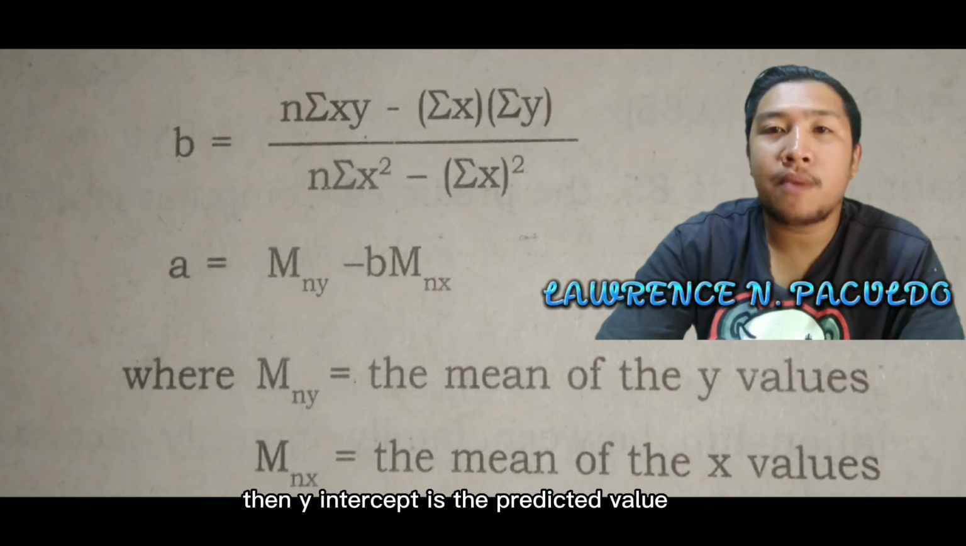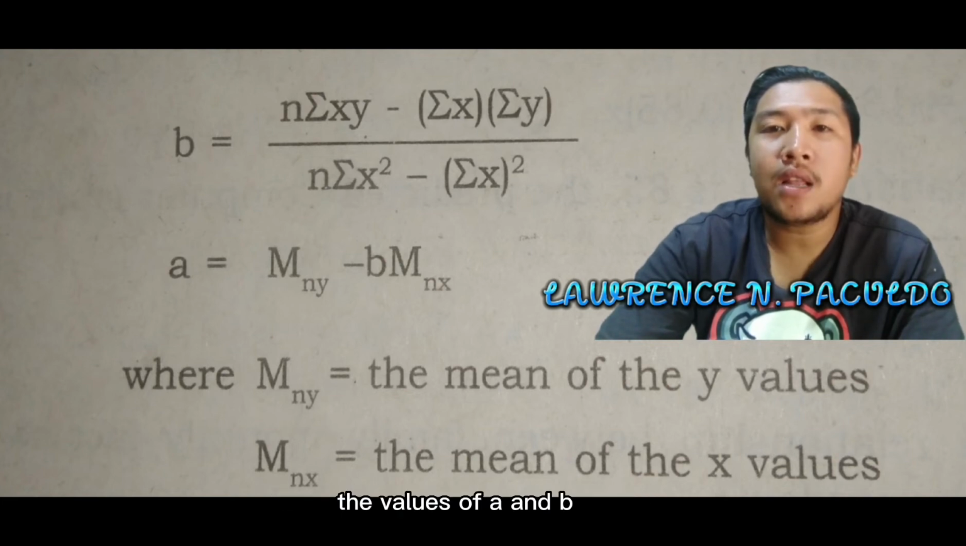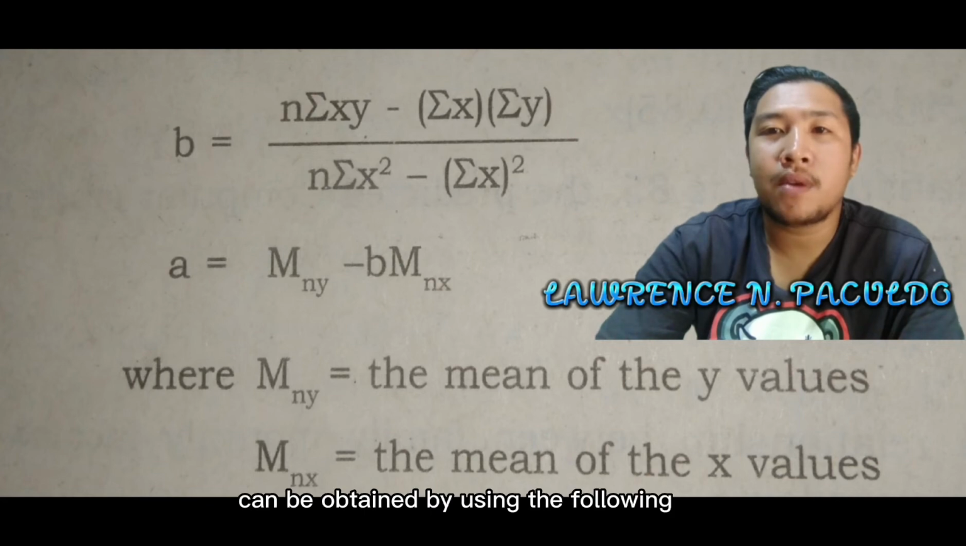The y-intercept is the predicted value for the response Y when x is equal to 0. The slope describes the change in y for each unit change in x. The values of a and b can be obtained by using the following.